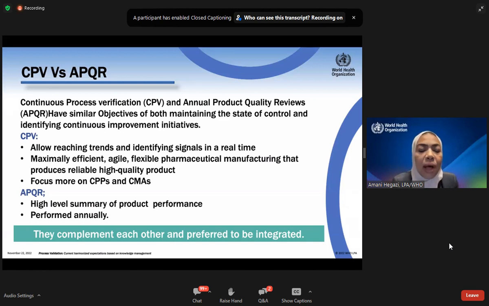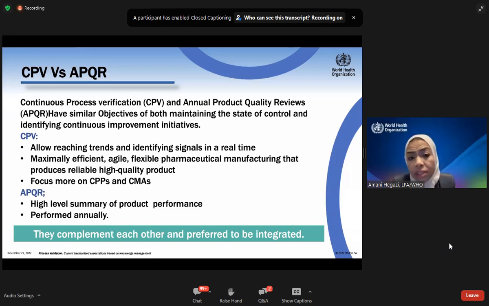Another important challenge or limitation is the use of CPV versus APR. Some manufacturers interpret that continuous process verification and annual product review is a redundancy, and we repeat trending of the product. And then it's worth mentioning that both continuous process verification and annual product quality reviews are both regulatory requirements.